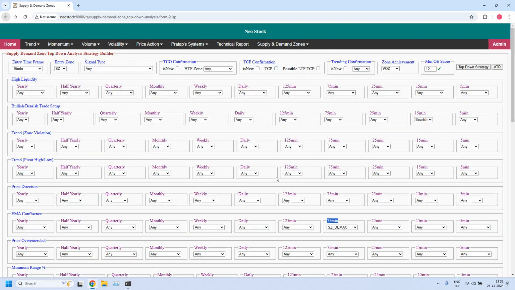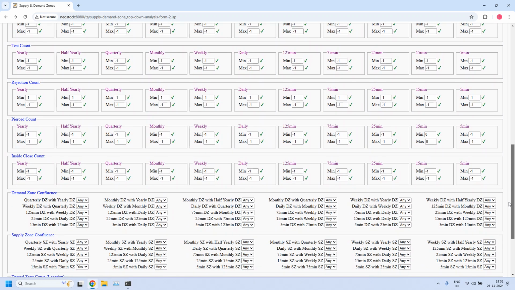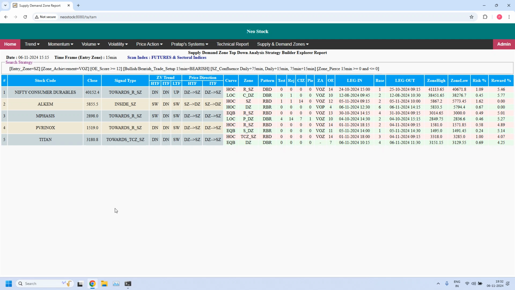Okay, next let us look for LTF, ITF, HTF confluence. I am removing the EMA filter. In the supply zone, 3 filters we should set. The first filter is already enabled. Second filter, 15 minute supply zone with daily supply zone confluence. Next, 75 minutes supply zone with daily supply zone confluence. With all the 3 filters, LTF, ITF, HTF supply zone confluence, we got 5 stocks.